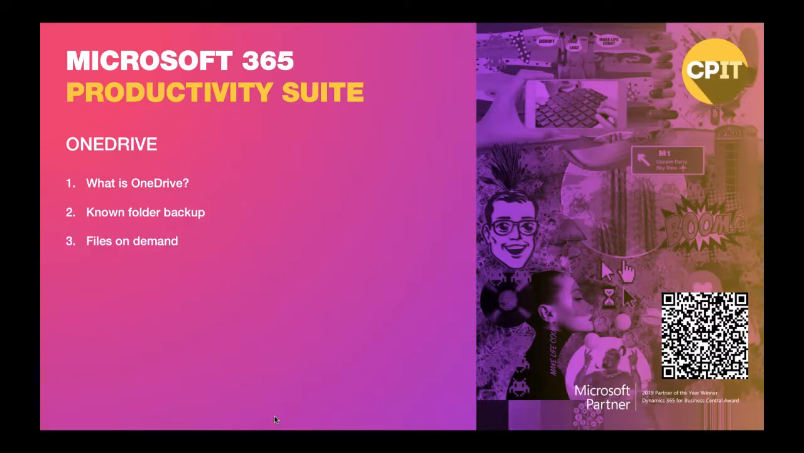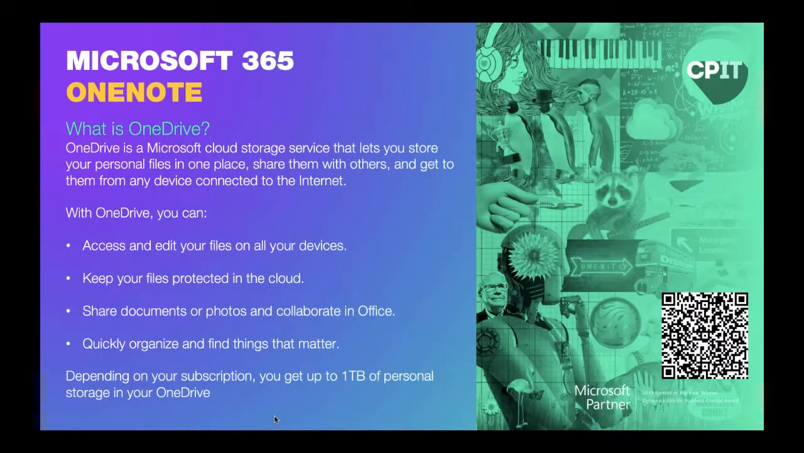Let's move on to OneDrive. Now, OneDrive is obviously Microsoft's version of personal document storage. It is an area that lets you store personal files and share them with others. It is again web connected, so you could get the OneDrive app on your tablet or on your phone, and any documents that you store in your OneDrive will be accessible from those devices as well.